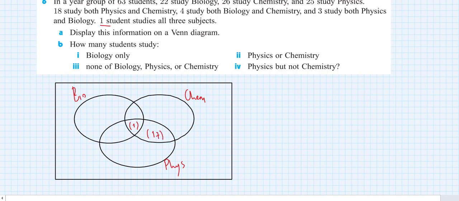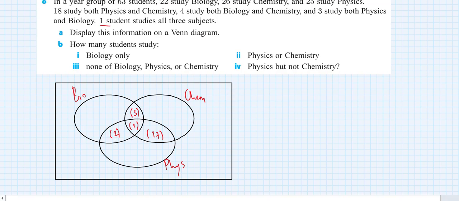Then the next one, 4 students study biology and chemistry. I have already one here, so the other one will be 3. So 4 students study biology and chemistry. And 3 students study both physics and biology. I have one here, so it will be 2 here. Now we are done with the intersections.